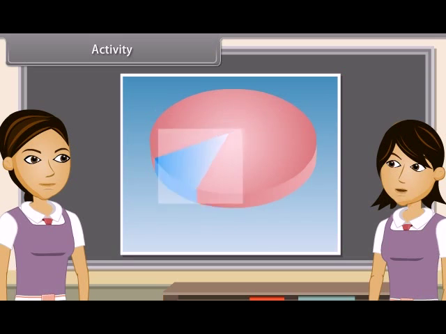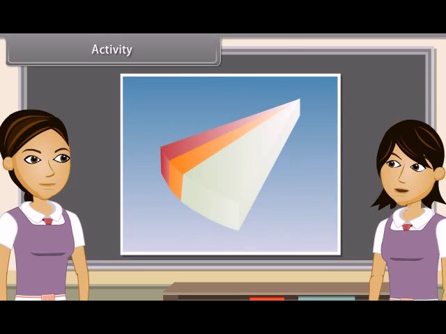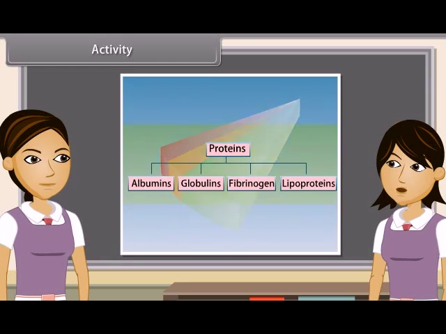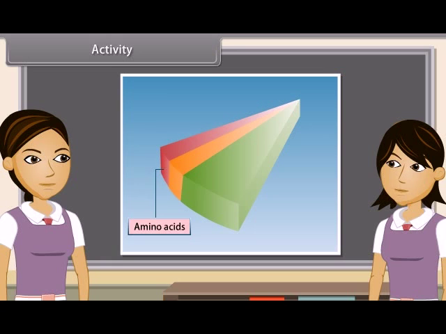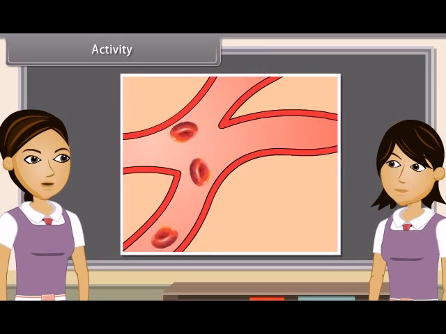Plasma is a complex fluid containing inorganic salts and organic compounds like albumins, globulins, and fibrinogens, glucose, amino acids, lipids, vitamins, enzymes, hormones, and waste materials like urea and uric acid. Human red blood cells are circular, biconcave, and enucleated and more in number. They have an iron-containing conjugated protein called hemoglobin, due to which they are red in color.